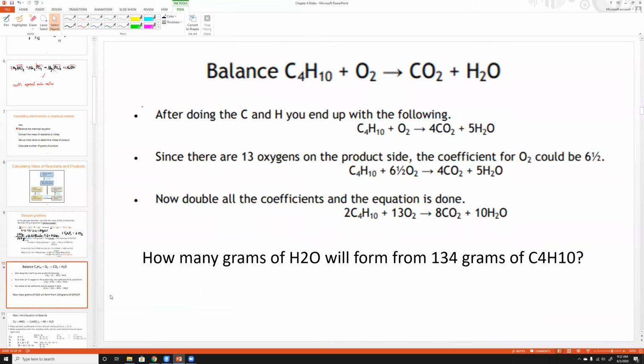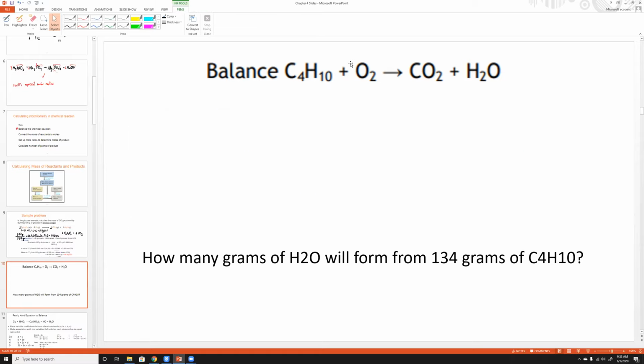Now this is one of the most difficult balancing problems yet. It's weird. No, this one's not too bad. This one's one of the difficult ones, but it's not the most difficult. So let's balance it first. This is the combustion of butane. Butane is C4H10, and then you have the O2, and then you make the CO2 and H2O.